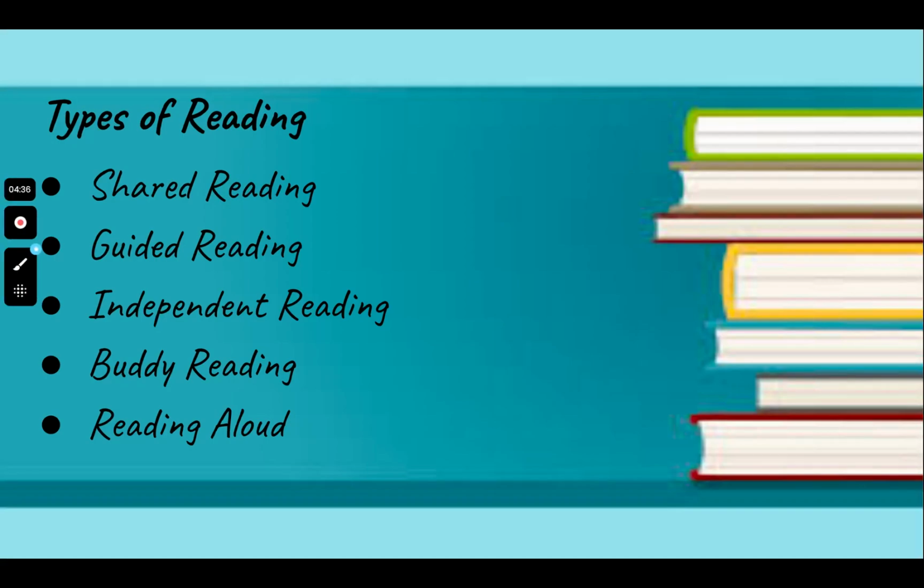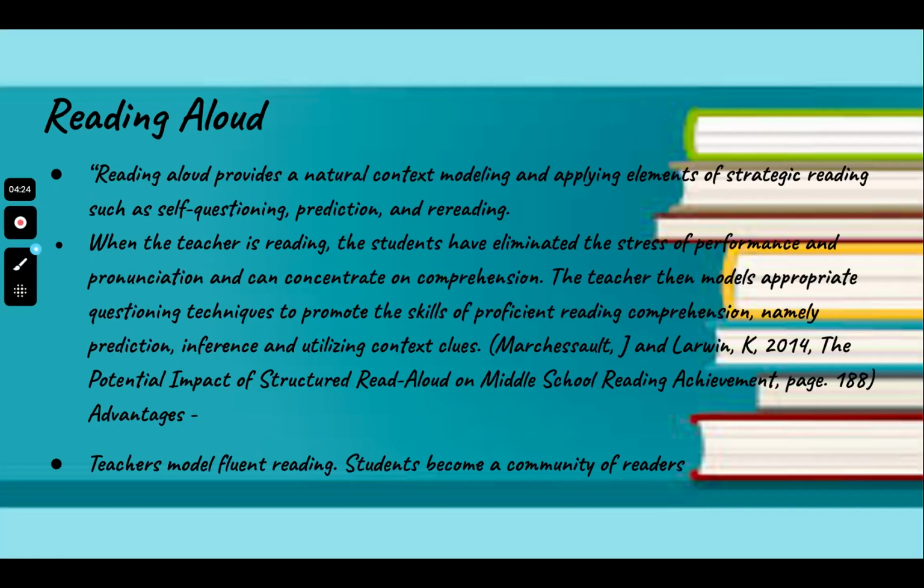So according to Tompkins text, there are 5 types of reading: shared reading, guided reading, independent reading, buddy reading, and reading aloud. Reading aloud provides a natural context, modeling and applying elements of strategic reading, such as self-questioning, prediction, and rereading. When the teacher is reading aloud, the students have eliminated the stress of performance and pronunciation and can concentrate on comprehension.